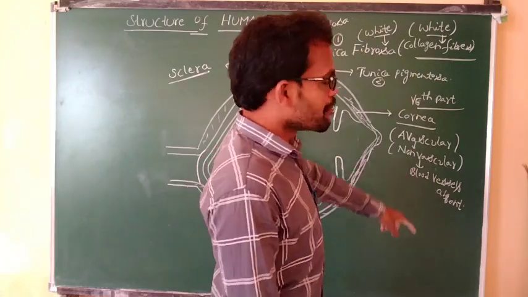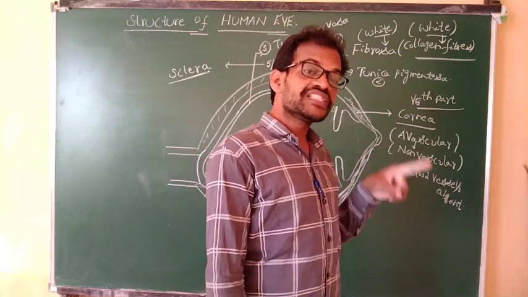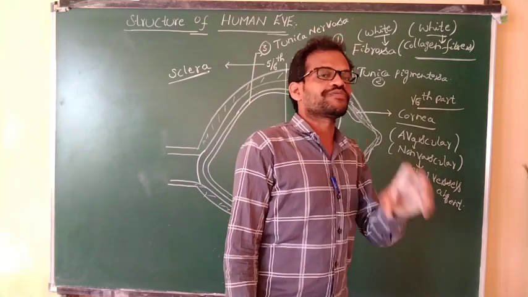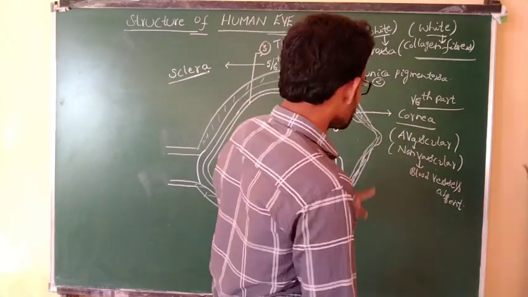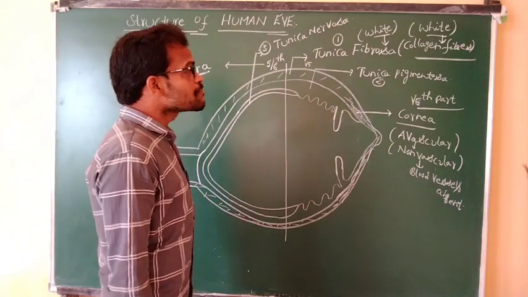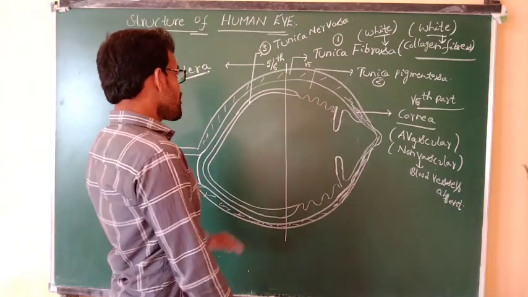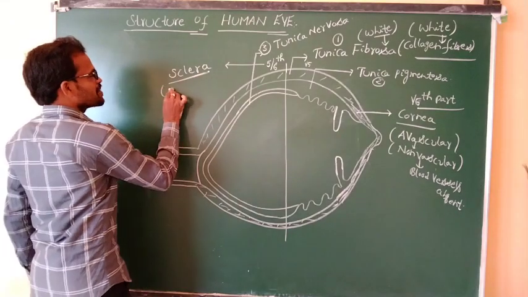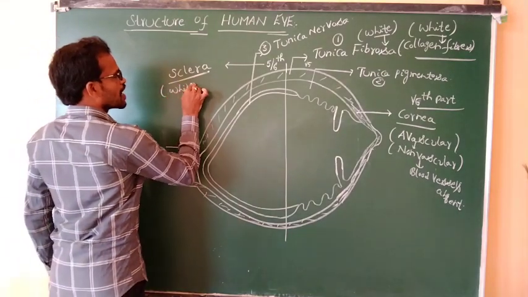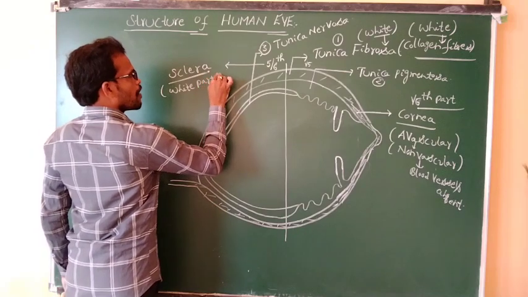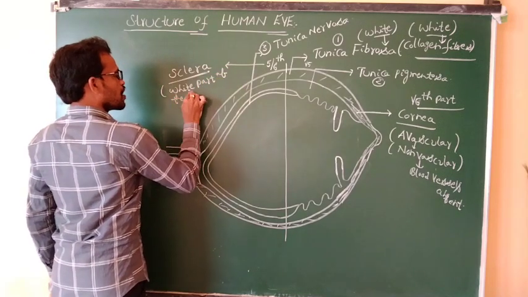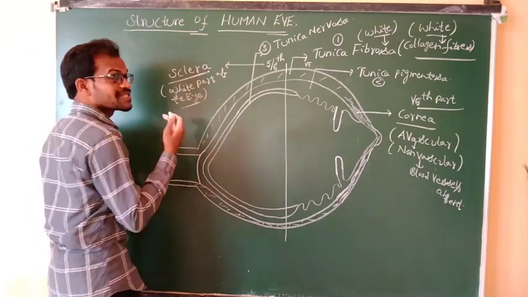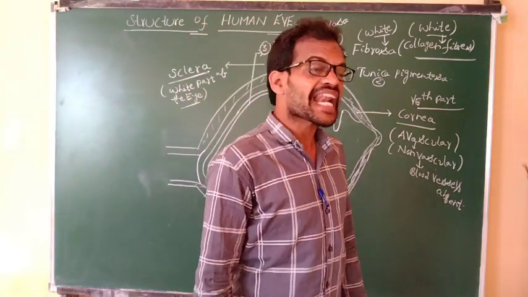The main reason is that blood vessels are absent, but the cornea receives oxygen from the atmosphere through direct contact. That is the 1/6 part of the tunica fibrosa. The 5/6 part of the tunica fibrosa is known as the sclera. The sclera means the white part of the eye. What is the white part? Sclera.